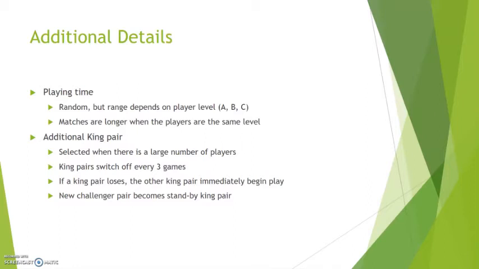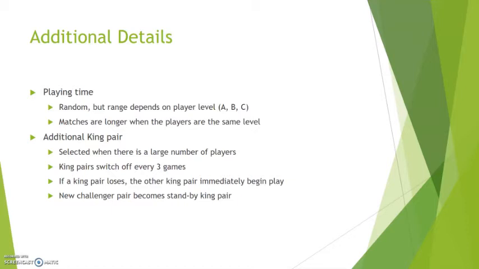Some additional details to note for the scope of our project objectives are playing time and additional king pairs. Playing time is random but depends on player level, ranging from A, the highest level, to C, the lowest level. Matches between an A-level player and a C-level player tend to be short, while matches between two evenly matched players tend to be the longest.